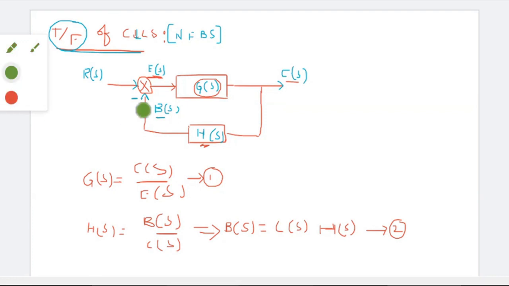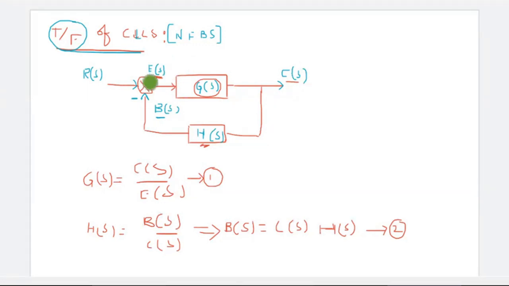C of S by G of S. C of S. E of S is the error signal... R of S plus B of S by G of S, by R of S plus C. G of S by R of S. Okay, good ma'am.